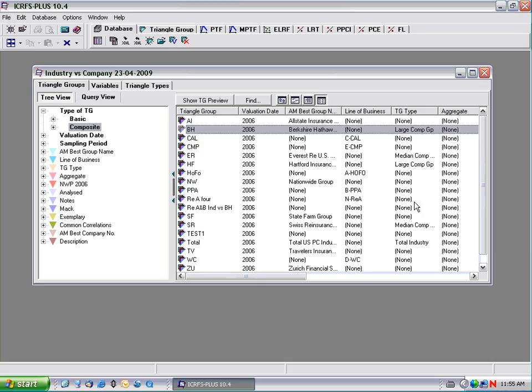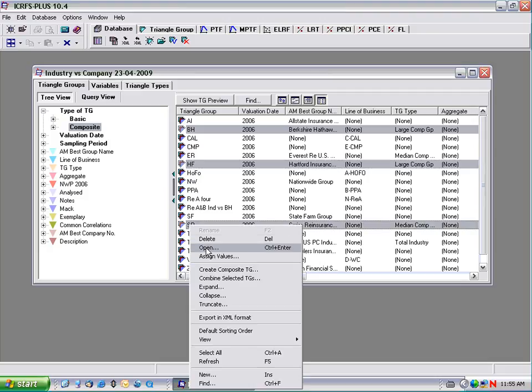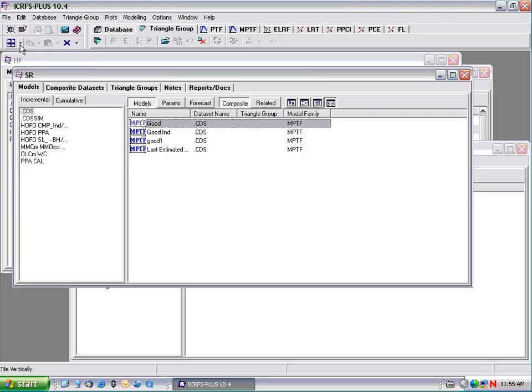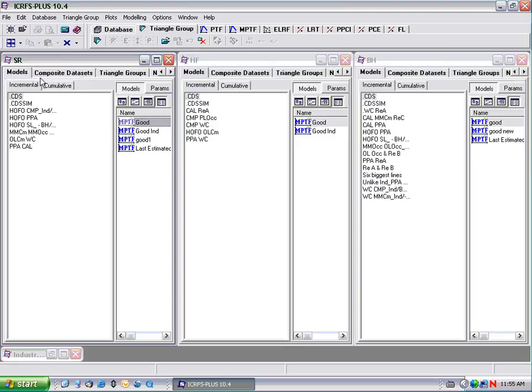To compare the risk characteristics of three companies, and you'll see that no two lines of business are the same, correlations are not the same, risk diversification credit is different, risk capital allocation is different, and so on. So we're going to look at three companies: Berkshire Hathaway, Hartford, Swiss Re. Let's open each one of the composite TGs. We then, I guess, run our model with each.